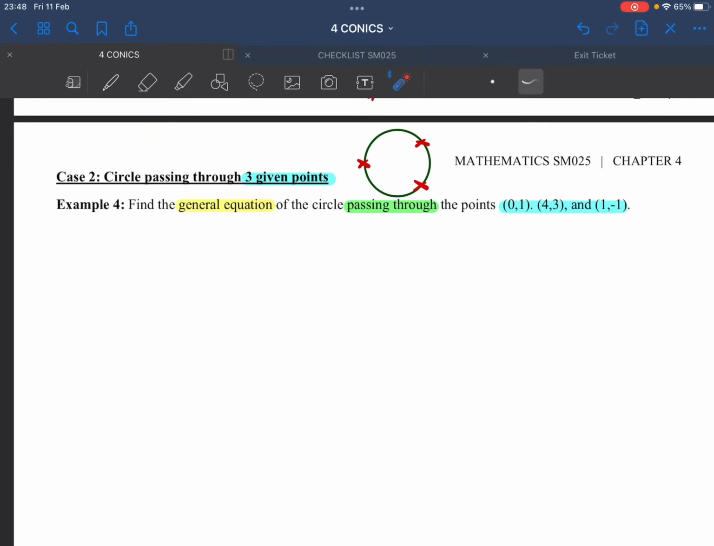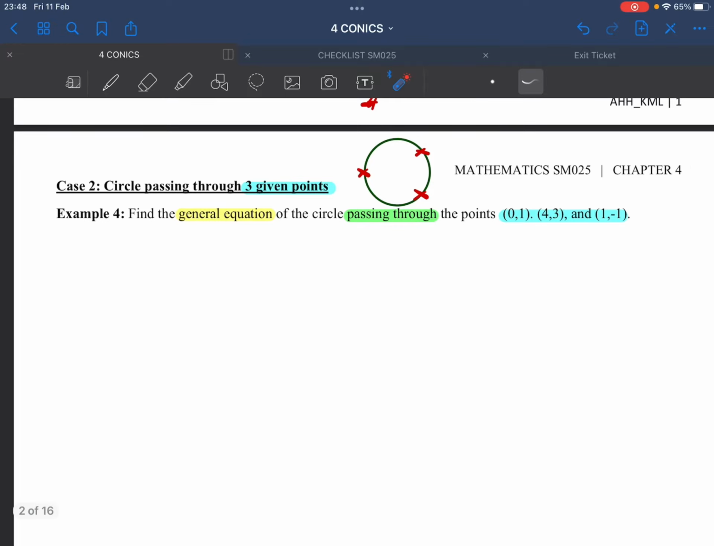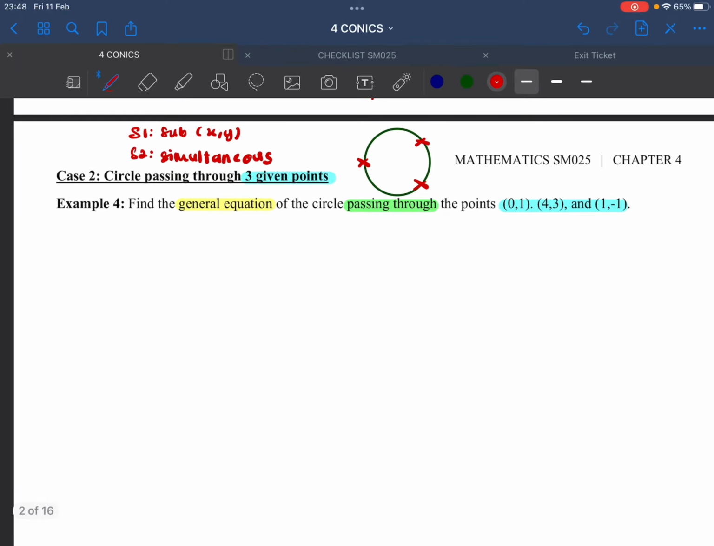So what we have to do here is, first, substitute your x and y, and second, the most important thing, we have to do simultaneous equations. It's going to be a long simultaneous equation, but that's okay. You can apply substitution, or you can also apply elimination. It doesn't matter as long as you get the value. The aim here is to find G, F and also C.